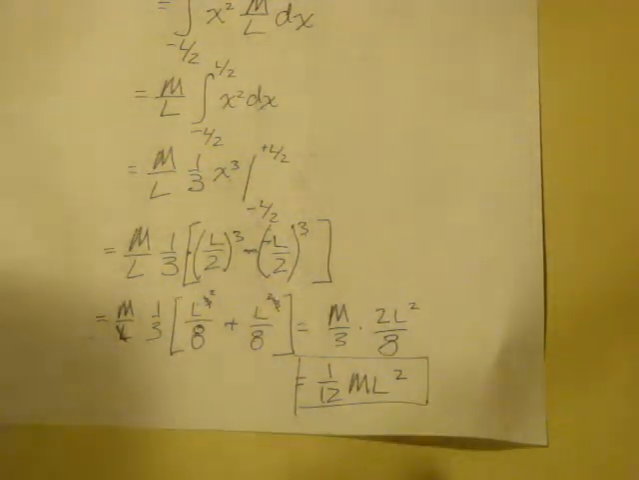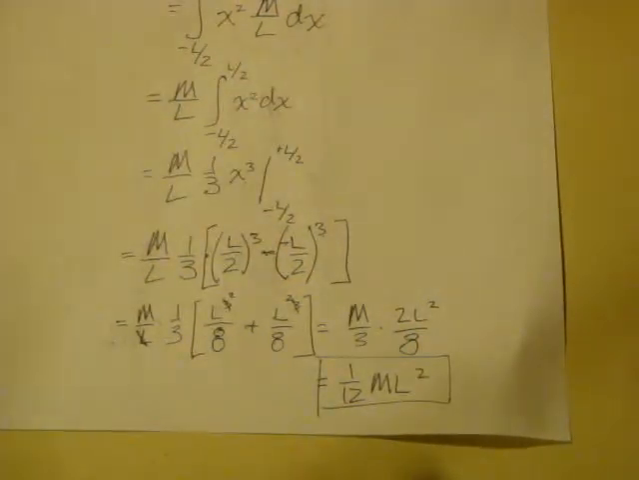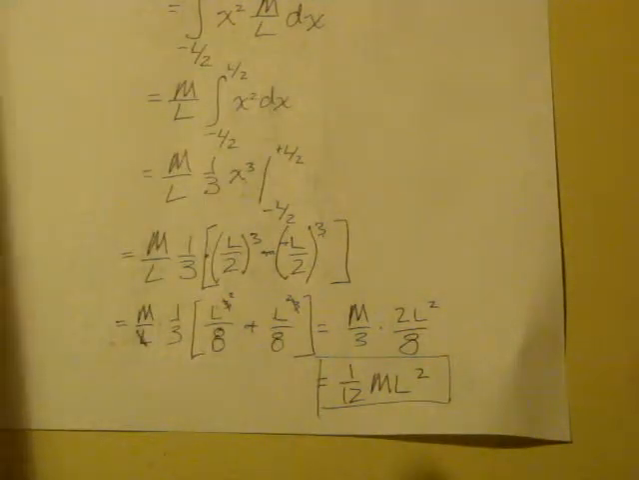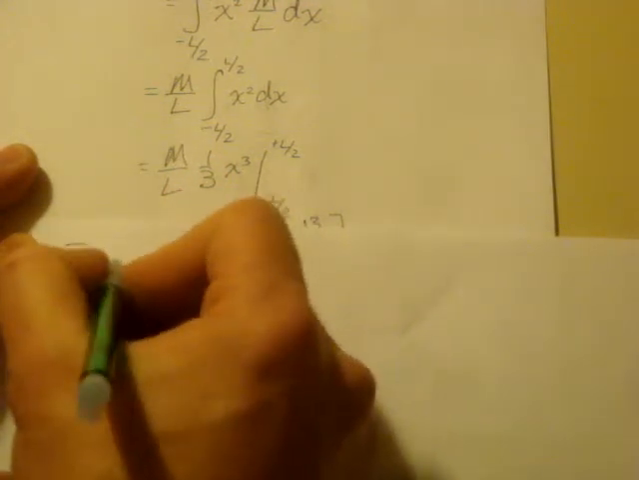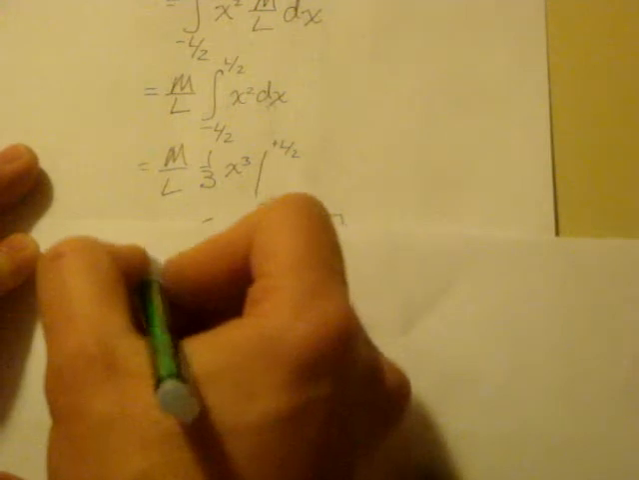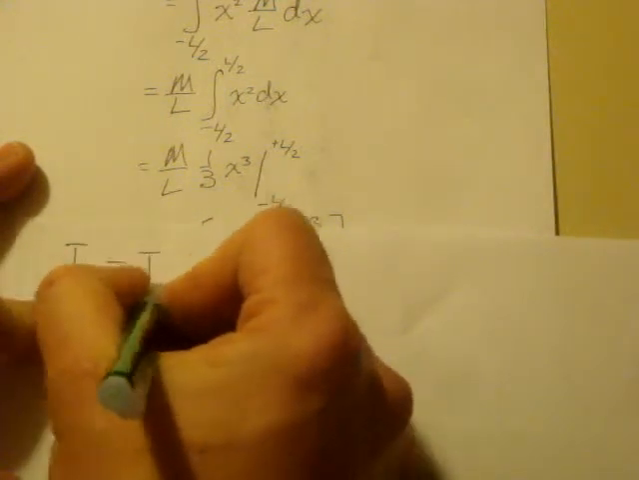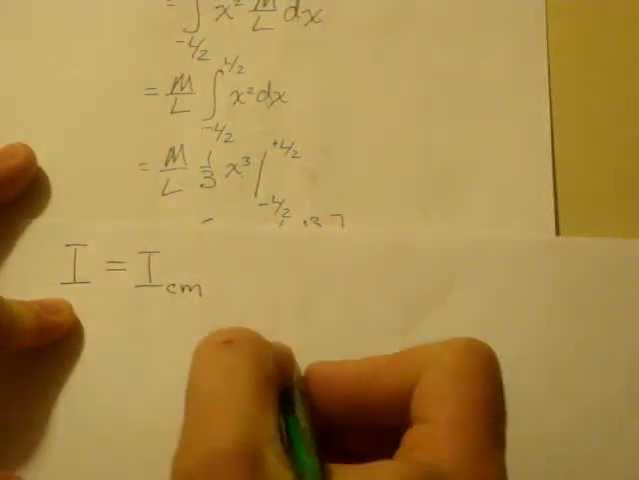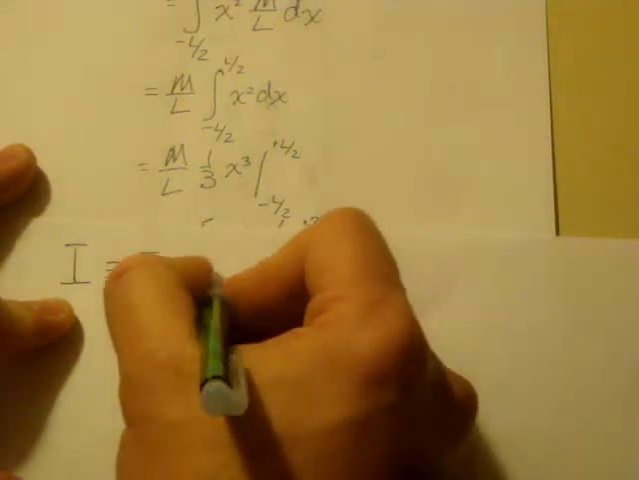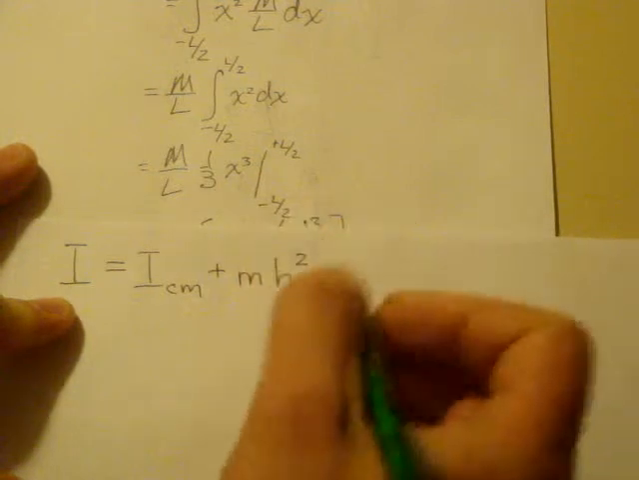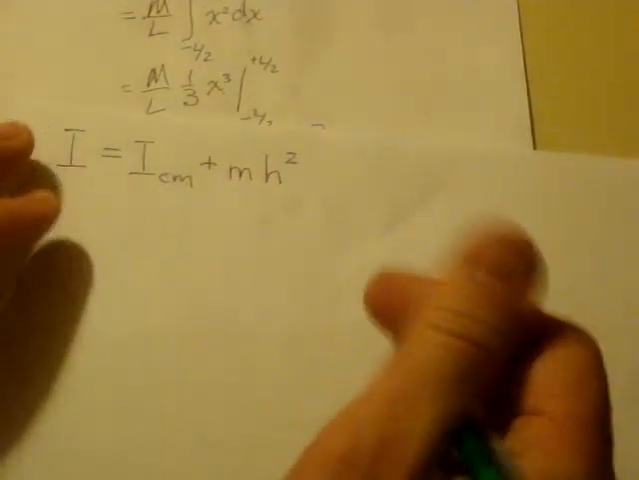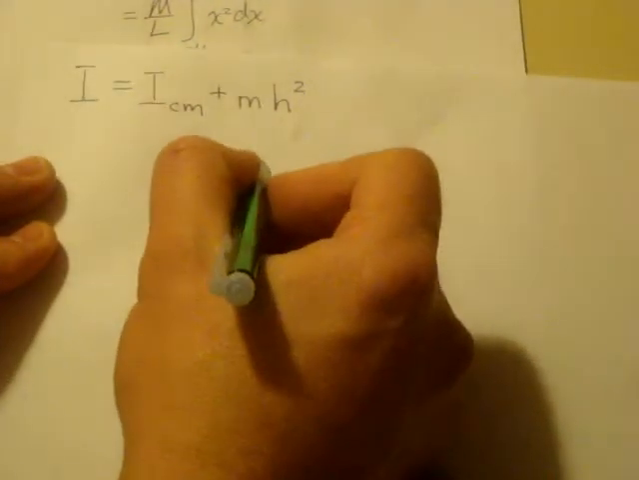There's something in your textbook that we might have a chance to talk about tomorrow, depending on how class goes, called the parallel axis theorem. What the parallel axis theorem says is that you can figure out the moment of inertia about any point if you can figure out the moment of inertia about the center of mass of an object plus m times h squared. So the mass of the object times h squared, where h squared would be the following.